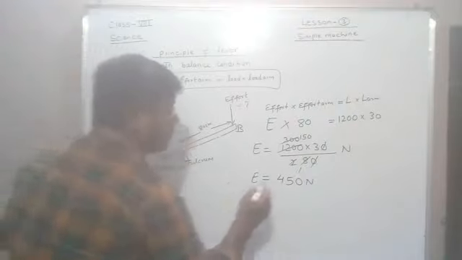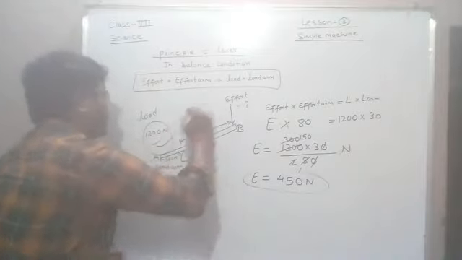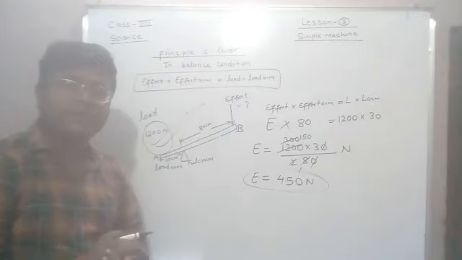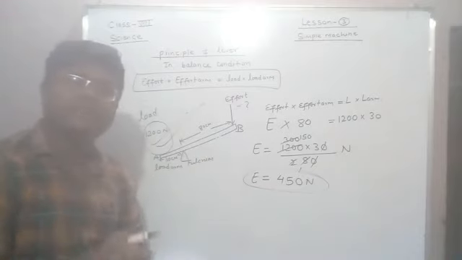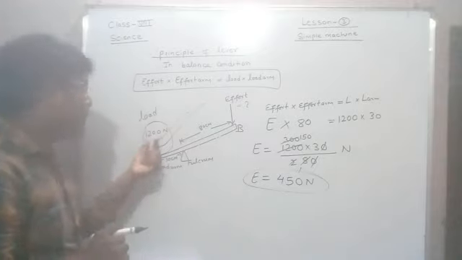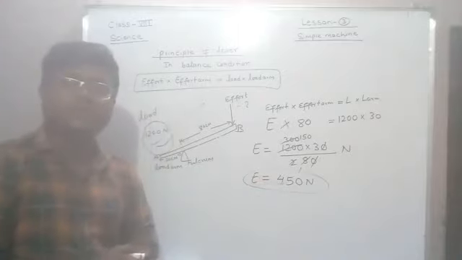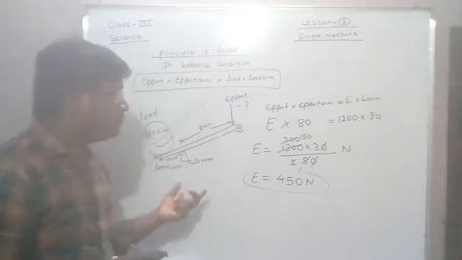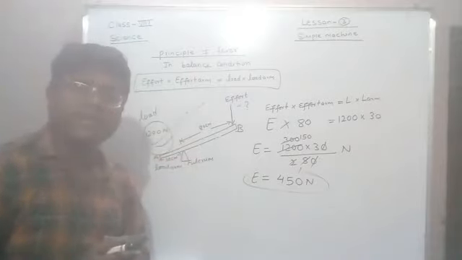Now let's see, this is your 450 Newton and your load is 1200 Newton. So by the help of this lever, this simple machine, we are able to lift heavier load by applying lesser effort. Now let's see some more conditions. For this condition, your effort is 450 Newton.